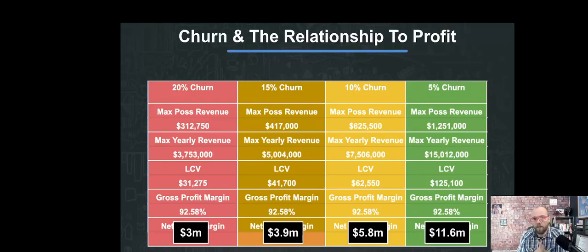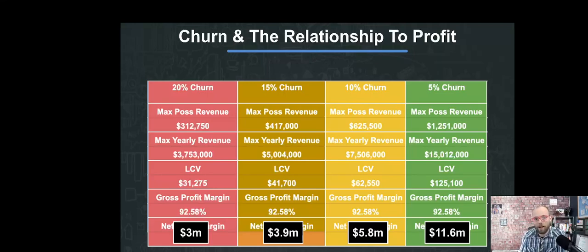So this is the amount of profit that you can make based on the individual churn rates. Now, this is a customer that is earning you exactly the same amount of money. The only variable that's changing here is the churn rate. So if you can improve churn rate by 5%, you'll increase your profit by roughly 25%. To go from 15% to 10%, you can see you're giving yourself an extra almost $2 million in profit. And if you go from 10% to 5%, you're giving yourself almost another $6 million of profit.